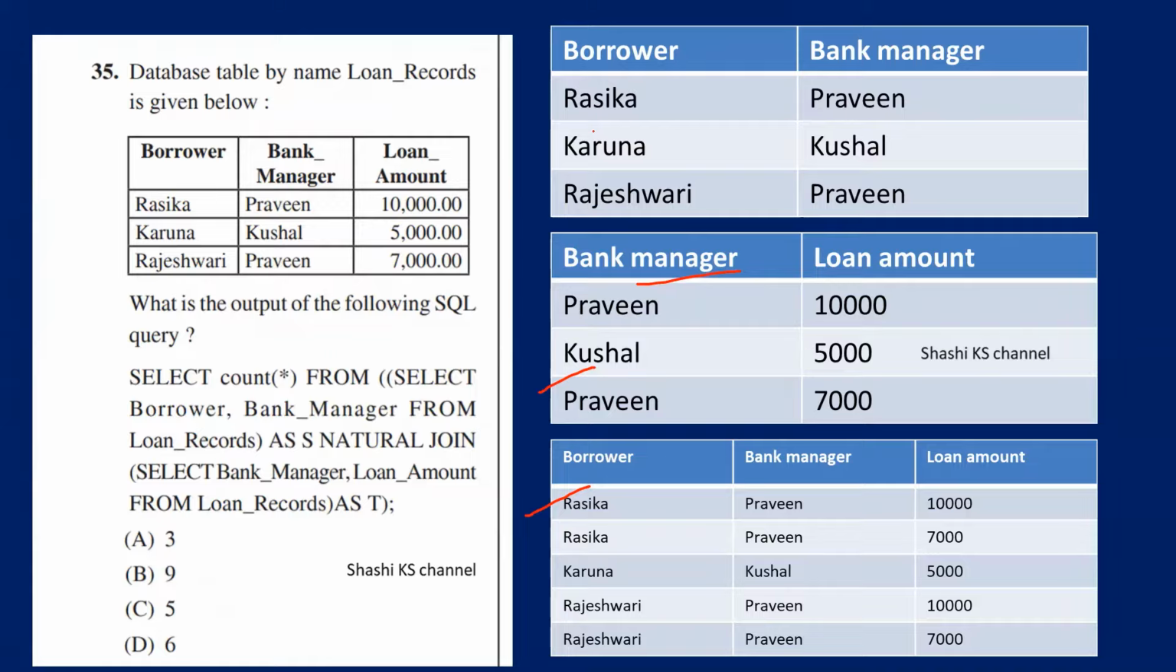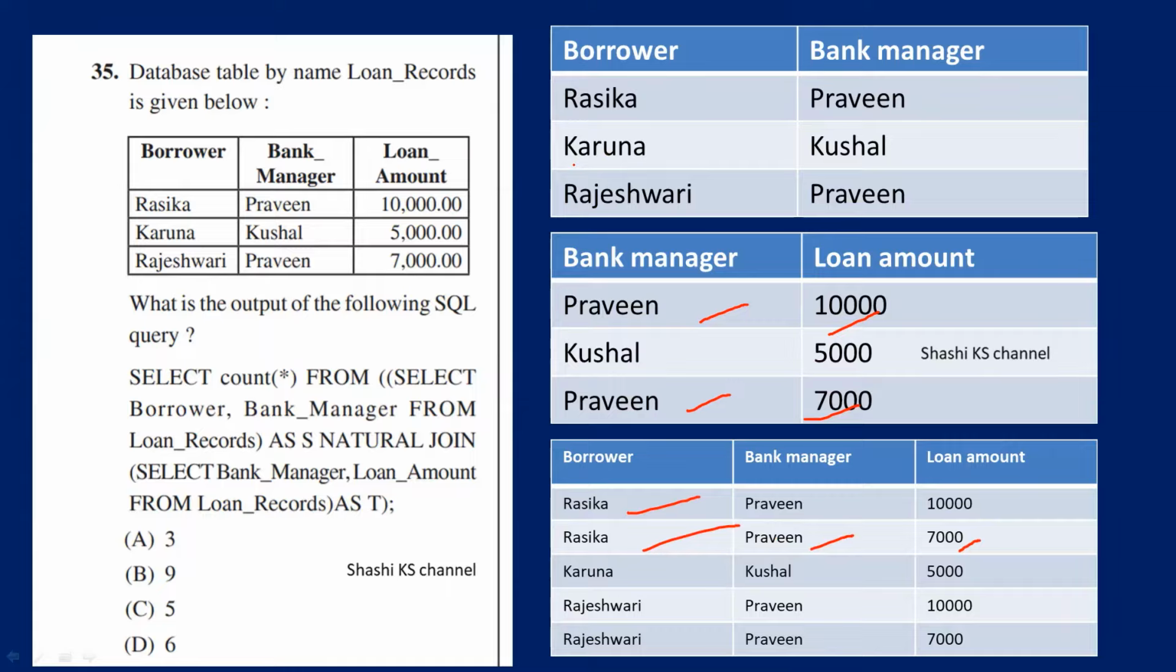Based on bank manager, a new table is going to be created. So first take the first row of the first table. You have Rasika and Praveen. So the common column value is Praveen. It looks for Praveen in the second table. In the second table you have Praveen 10,000 and Praveen 7,000, right? So Rasika, Praveen will be joined with Praveen 10,000 and Praveen 7,000. Accordingly, you have Rasika, Praveen, 10,000 and Rasika, Praveen, 7,000, right?